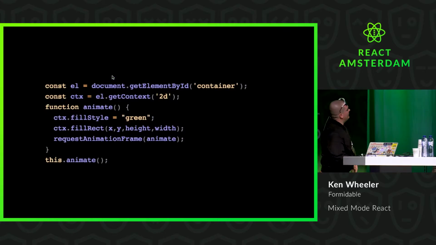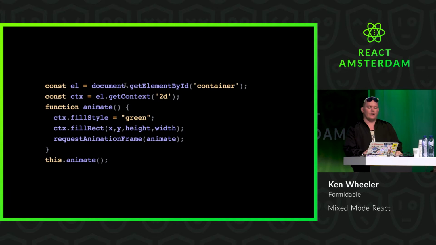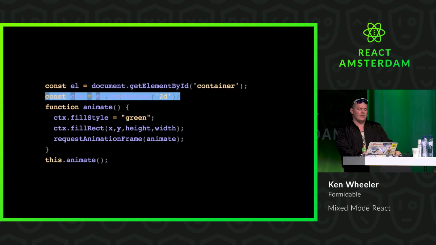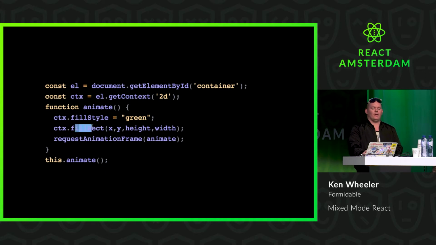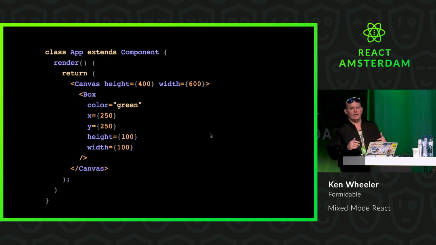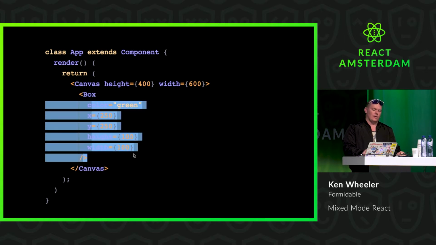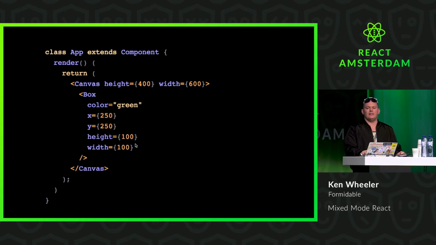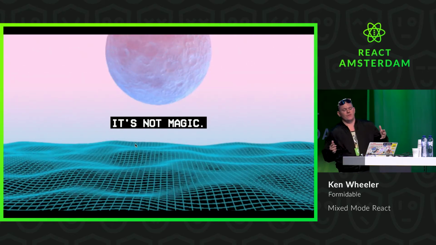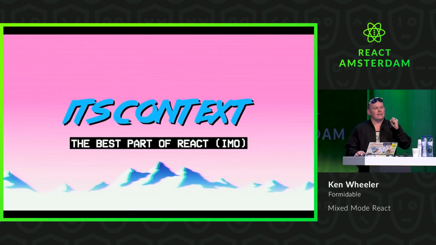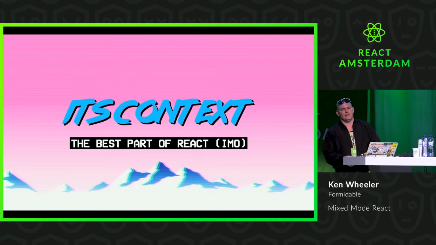Look here, this is a pretty simple canvas context example. You grab your container, you get the context for drawing, and then in this animate function, you just set your fill style and then fill a rectangle, and this is on a loop if anything updates. But that's just not how I write code anymore. Wouldn't it be nice to be able to write it reactively, where you have a canvas component with your height and width, you have props on all this stuff, and it works nicely? Doing that is not magic, it's context, which in my opinion is the best part of React.